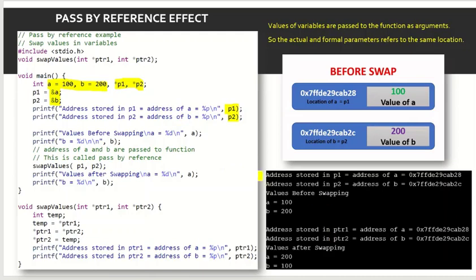So this is displayed here. Address stored in p1, that is address of a, equal to this value, and address stored in p2, address of b, equal to this value. These are two different memory locations of 4 bytes. So the meaning is a is stored in this location and b is stored in this location.